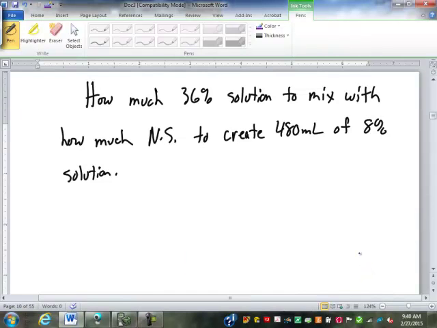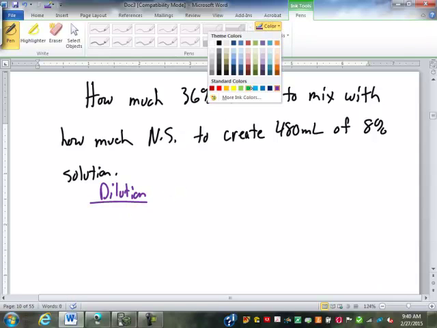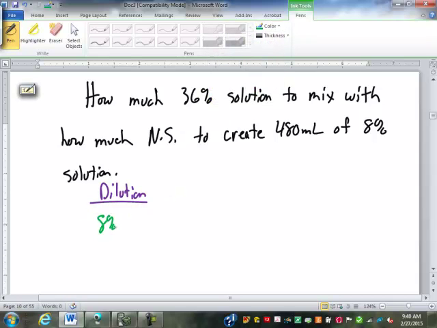So we start with the dilution, which is always the new percent over the old percent. So 8% over 36%, which reduces to a 2 and 9 dilution. So once we have a 2 and 9 dilution, and of course that is the concentrate, which is the 36%, over the total, which is going to be the 8%.